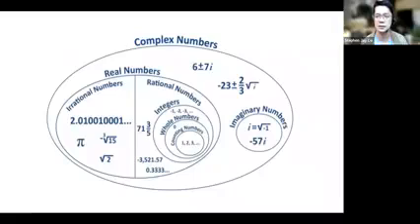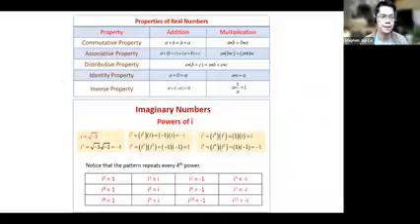Next are complex numbers involving the real numbers and the imaginary numbers. Now, make sure that you also, as mentioned earlier, the powers of i and the imaginary numbers might come out also in the exams. So we have the real numbers and imaginary numbers that comprise the complex numbers. In the real number system, we have the properties: the commutative property, associative, distributive, identity, and the inverse property. And then for the imaginary numbers, we have the powers of i.